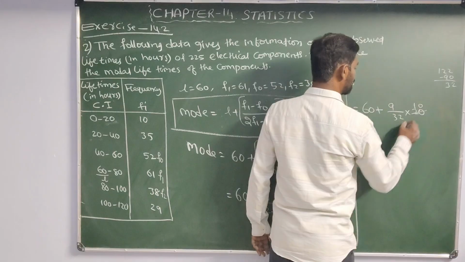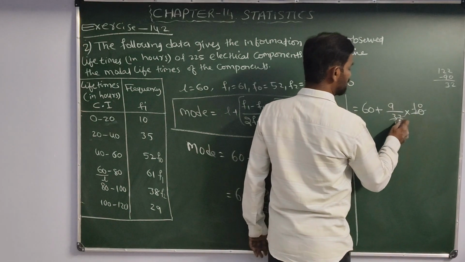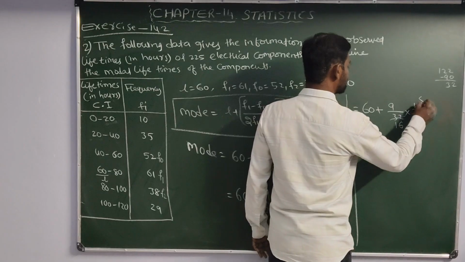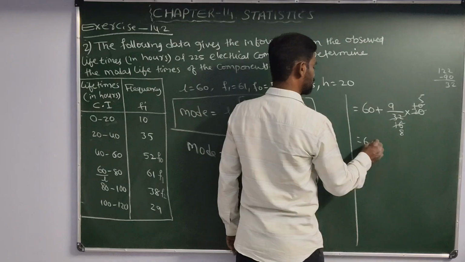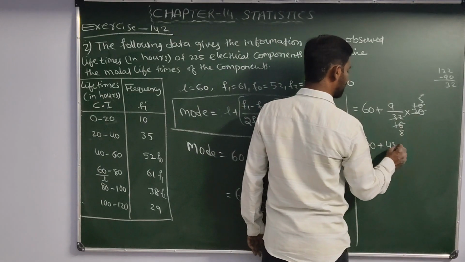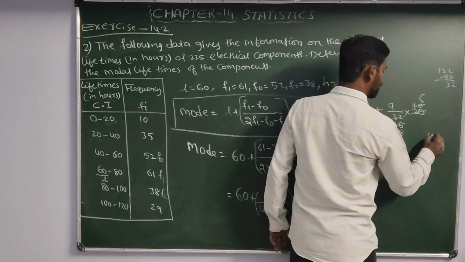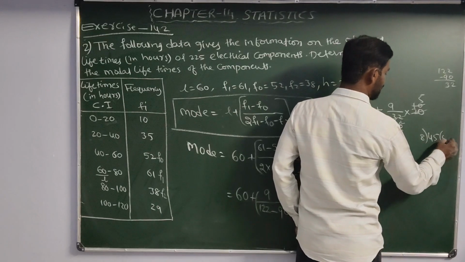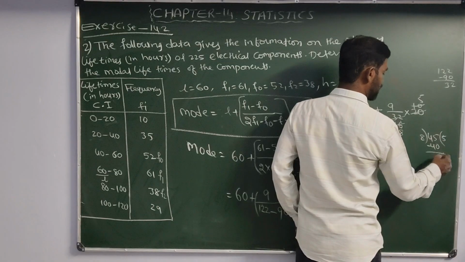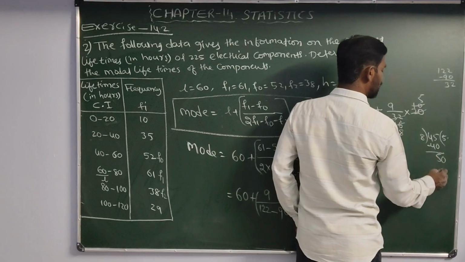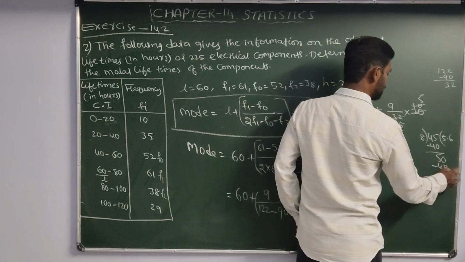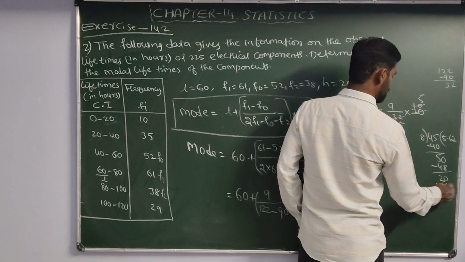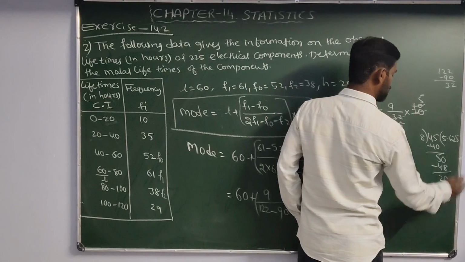So 2 ones are 2, 2 zeros are 0, 2 ones are 2, 1 remains. It becomes 12. 2 sixes are 12. Okay. Next, 2 fives are 10, 2 eights are 16. So that is equal to 60 plus 9 fives are 45, 45 by 8. Divide 45 by 8. 8 sixes are 48. 48 is not there. 8 fives are 40. 45 minus 40 is 5. 0. 8 sixes are 48. 50 minus 48, it is 2. So take 0 here. 8 twos are 16. So 4, 0. 8 fives are 40.